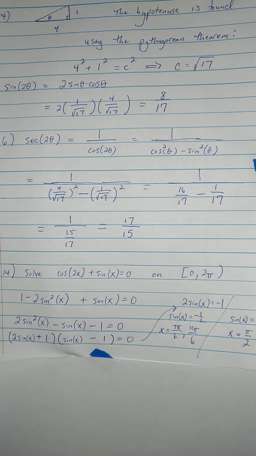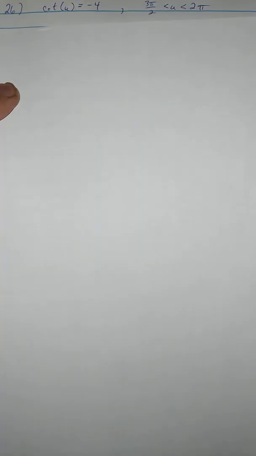Okay, we got a little bit more to do. Now we have page 394, number 26. They give me cotangent of u is equal to -4. They tell me the angle u is between 3 pi over 2 and 2 pi. If you think about that or pull out your unit circle and look, if your angle is between 3 pi over 2 and 2 pi, you're doing your work in the fourth quadrant. That's going to matter to us.